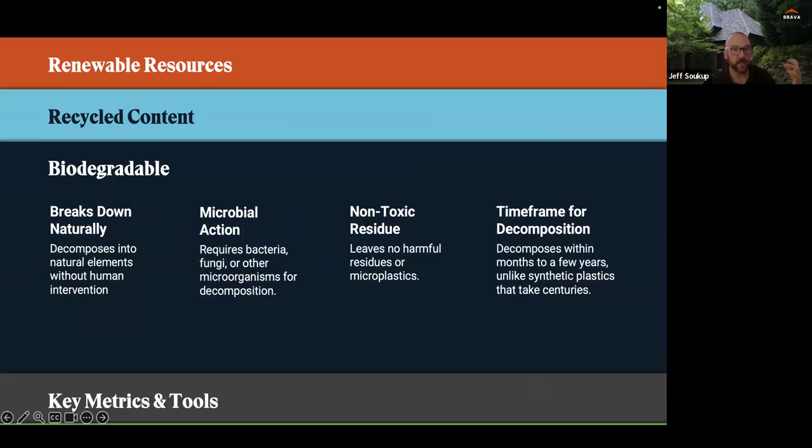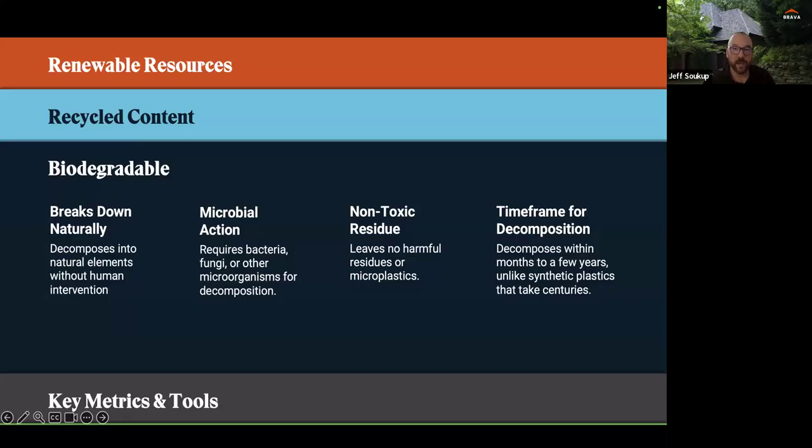First being it breaks down naturally, so it decomposes into natural elements without our intervention. So just bacteria, fungi, microorganisms naturally occurring will break down this material, so it's biodegradable. Also, it will leave a non-toxic residue, so we're not looking at leaving microplastics or other harmful chemicals when these products break down. That wouldn't be biodegradable.